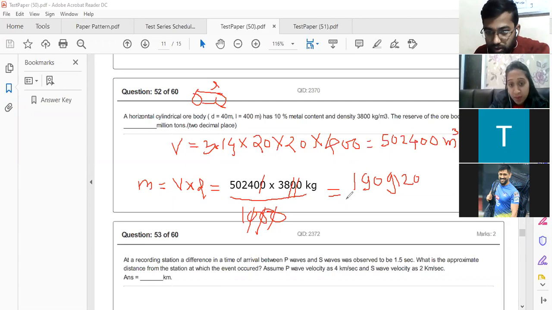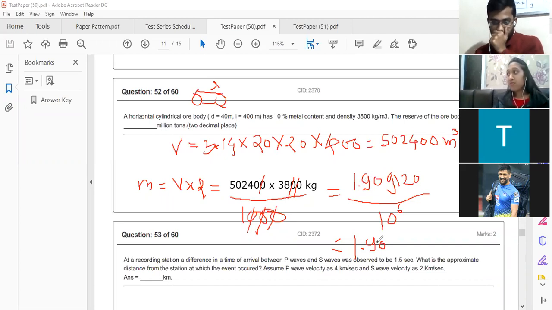Now this is in ton, but you need to calculate in million ton. So ton to million, divide by 10 to the power 6. Now you are getting the answer in million ton. 10 to the power 6 means move 1, 2, 3, 4, 5, 6 places, and here the decimal will come. You will get 1.90 or 1.91.